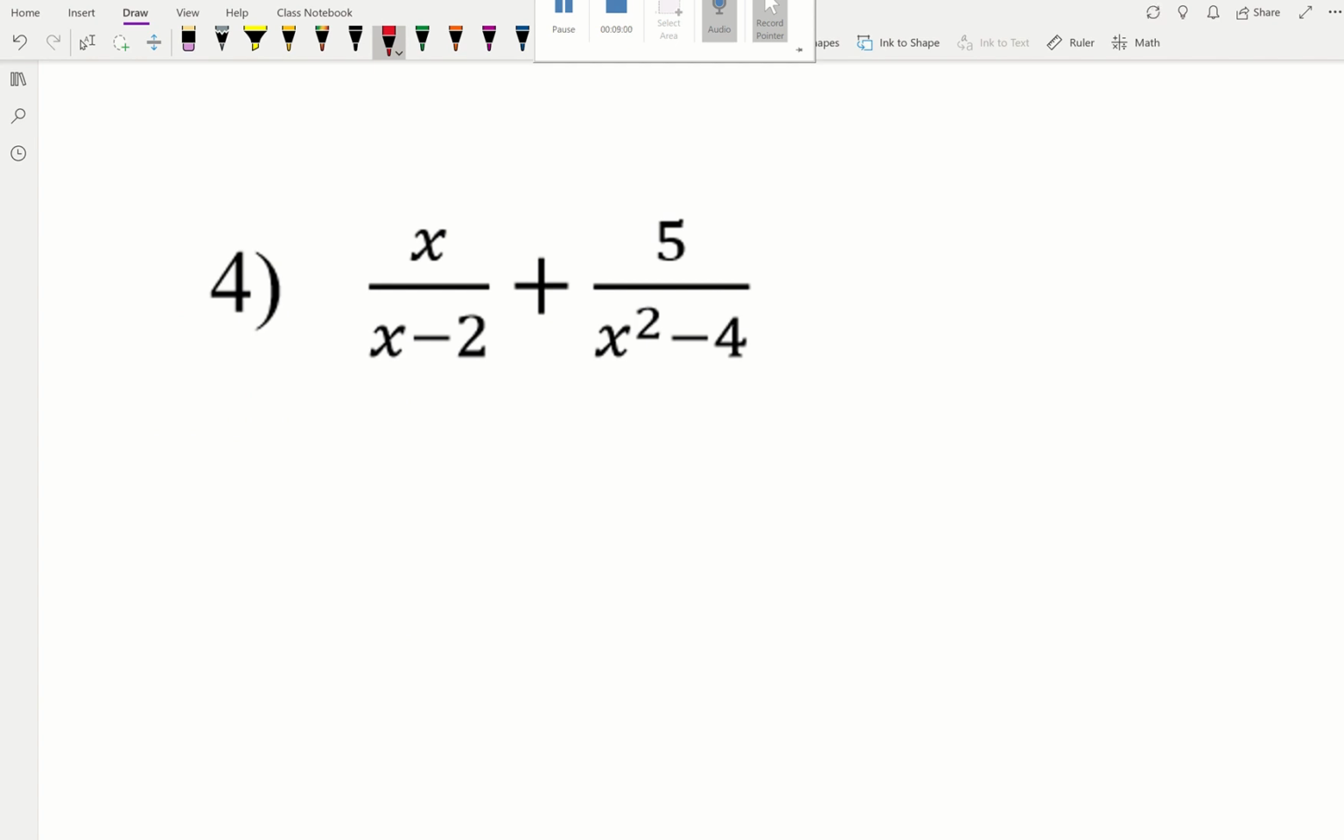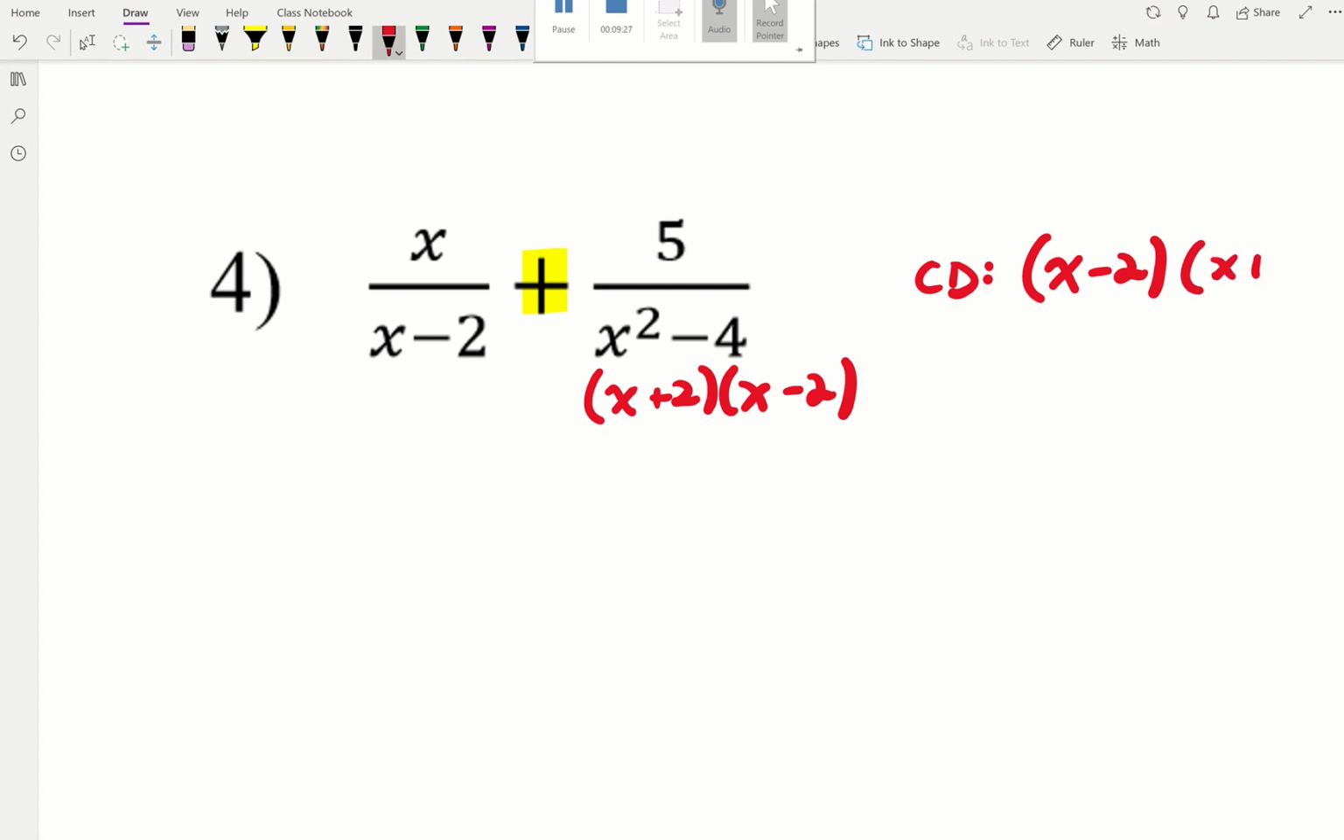All right, for this one, again, it's addition. Right away I know common denominator. So I'm going to look at my denominators. In this case, x minus 2 is not going to factor. X squared minus 4 is a difference of squares, so it's going to factor into x plus 2 and x minus 2. So our common denominator is x minus 2, so every factor from the first, and then anything new, which becomes x plus 2.